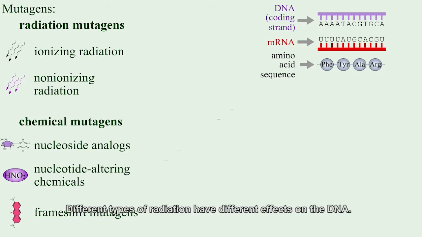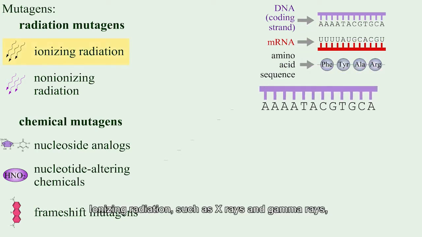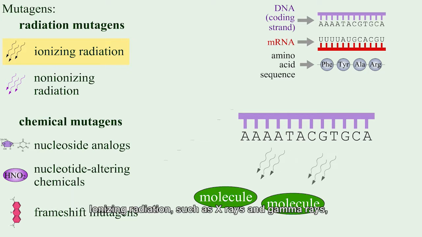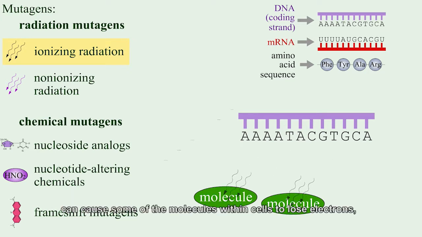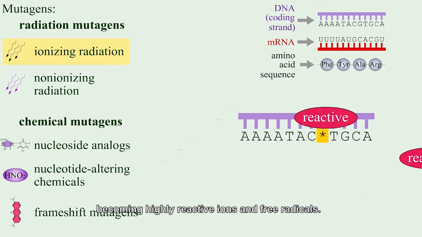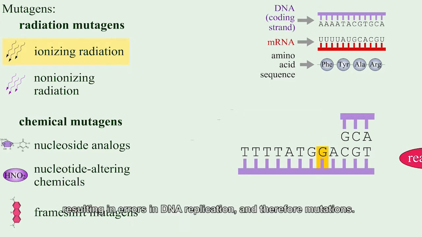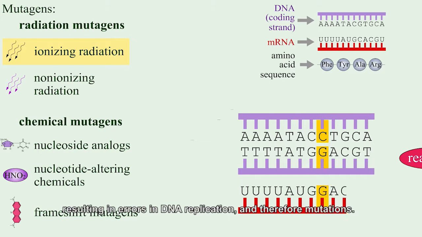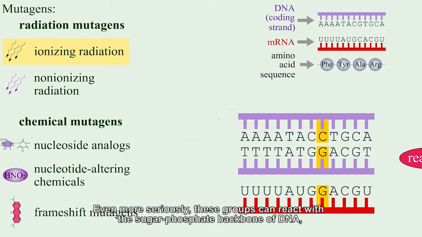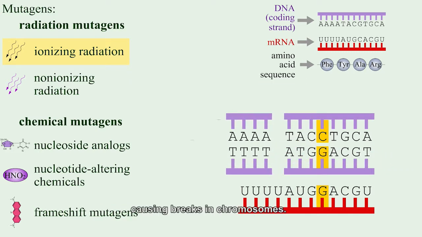Different types of radiation have different effects on the DNA. Ionizing radiation, such as X-rays and gamma rays, can cause some of the molecules within cells to lose electrons, becoming highly reactive ions and free radicals. Some of these reactive ions and free radicals can combine with bases on DNA, resulting in errors in DNA replication, and therefore mutations. Even more seriously, these groups can react with the sugar phosphate backbone of DNA, causing breaks in chromosomes.